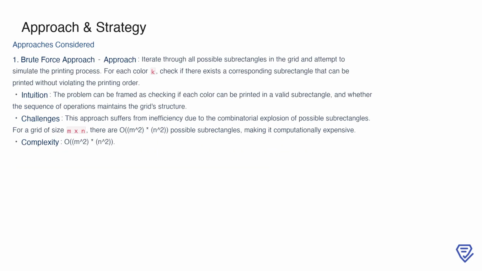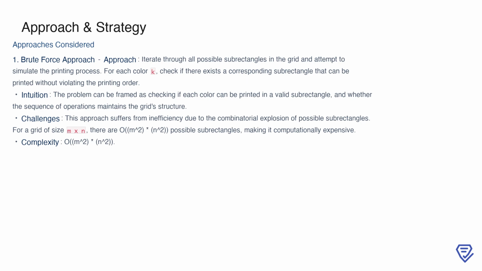To begin, let's consider the brute force approach. The idea here is to iterate through all possible subrectangles in the grid and simulate the printing process. For every color K, we check if there exists a subrectangle that can be printed without violating the order in which the printer operates. The intuition is that each color should form a valid subrectangle, and the sequence of printing operations should preserve the grid structure.